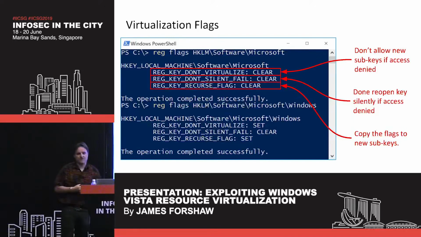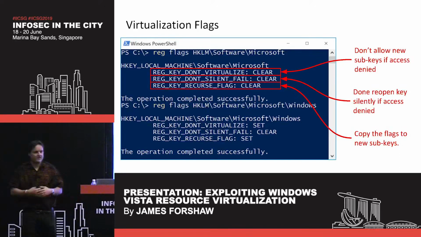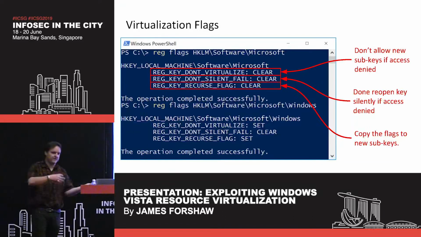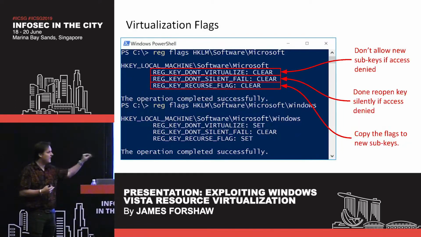Now it turns out Microsoft realized, well, we don't want this to apply arbitrarily. For example, this only really works for the software hive. When it gets loaded, it has a specific flag set which says this registry hive can be virtualized. And as the majority of applications wrote to the software hive, it was decided, well, we'll just limit it to that, right? But of course, each key then also has a set of flags which modify the virtualization behavior.